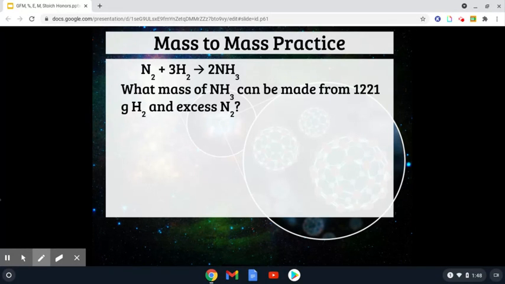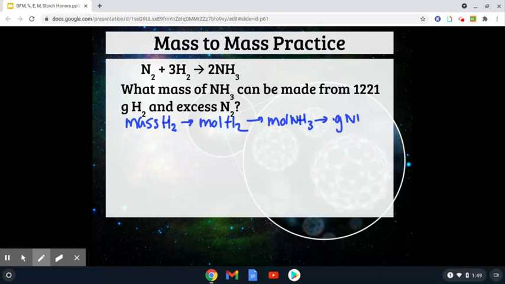So what this is saying is we have this many grams of hydrogen. We're going to blast it with a whole bunch of nitrogen. How much ammonia are we going to actually make? So what we're going to have to do is go from the mass of the hydrogen into the moles of the hydrogen into moles of ammonia, then into grams of ammonia. Because again, there's no conversion factor that converts mass of hydrogen directly into grams of ammonia.